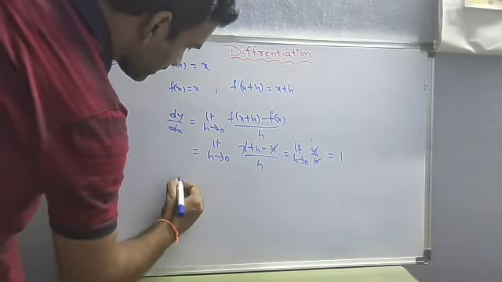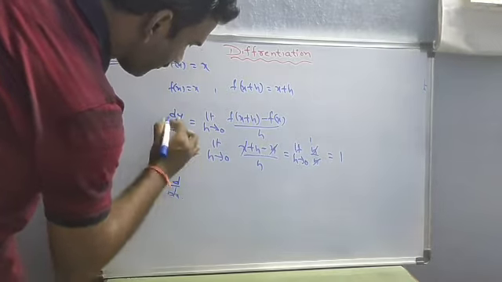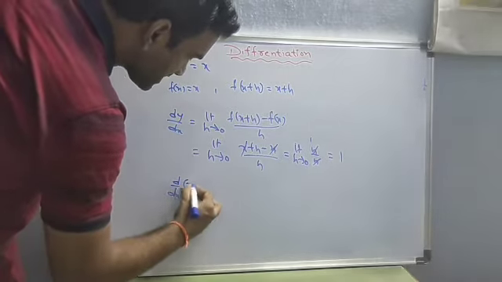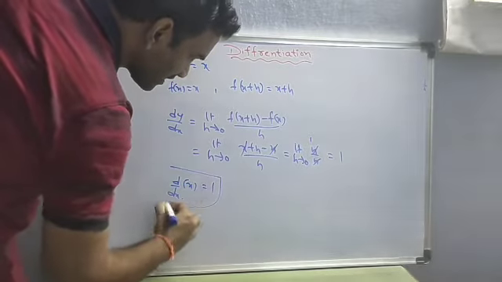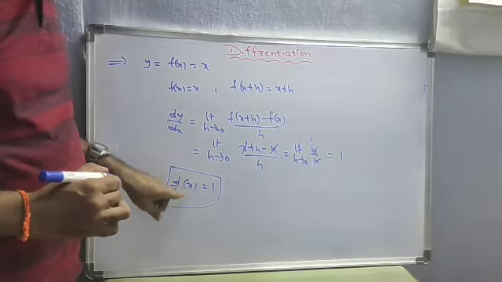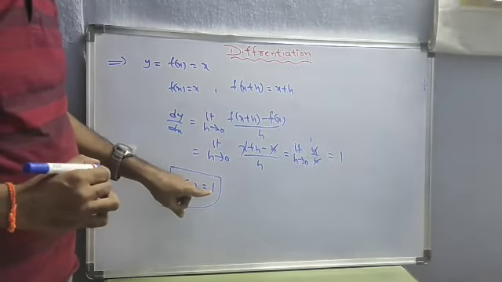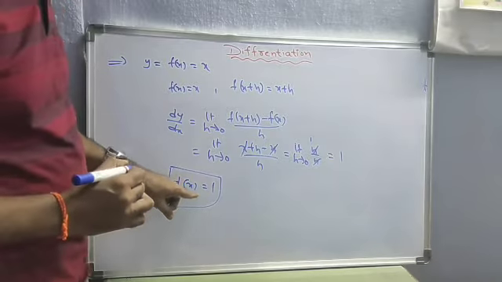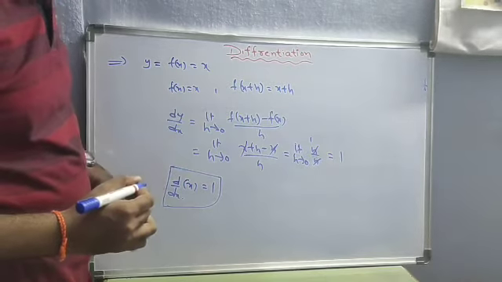So dy by dx means d by dx of y. What is the y? The function x. What is that answer? 1. The differentiation of x with respect to x equals 1. Here I am deriving this value by using first principle.